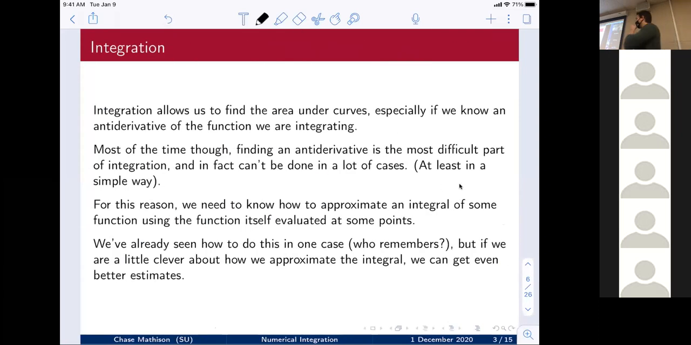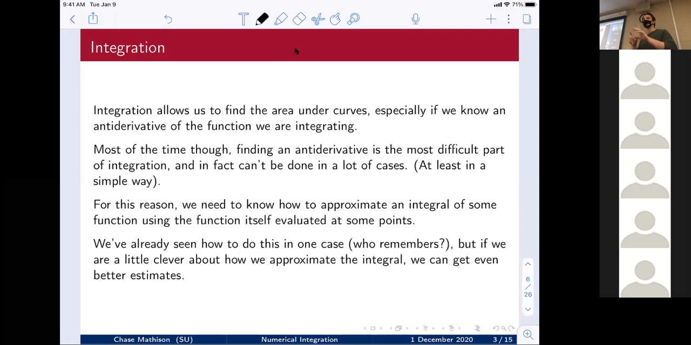So we already know how to approximate integrals, right? How do we approximate an integral? Who remembers? How did we, up until this point, approximate the area under a curve? Yes, Riemann sum, exactly.